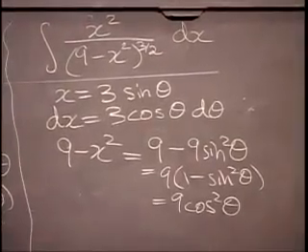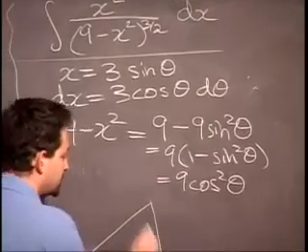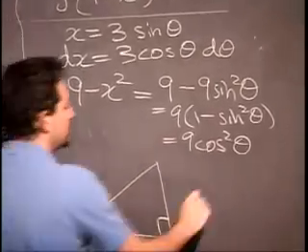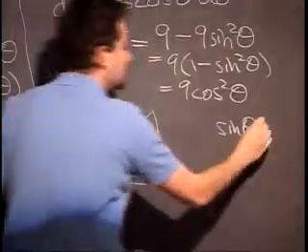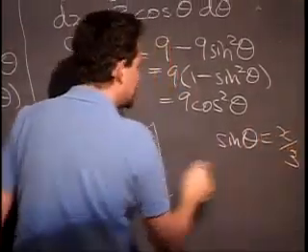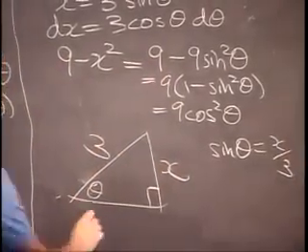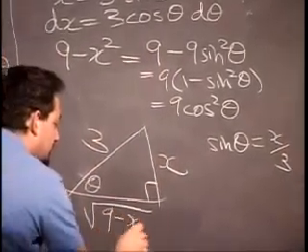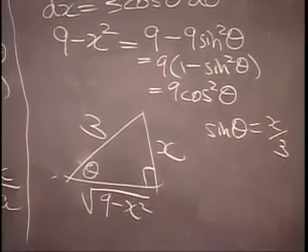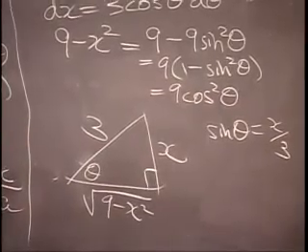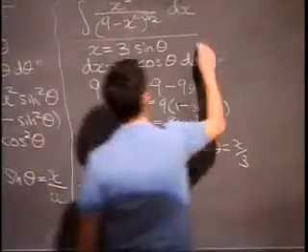Now, we could just do the integral, but I like to think ahead. I know I'm going to need the triangle, so let's just draw the triangle. Theta, sine theta is x over 3. So I'm going to put opposite is x, hypotenuse is 3, and of course I get square root of 9 minus x squared. I'm not going to use this until a little bit later, but it gives me some peace of mind to write it down.